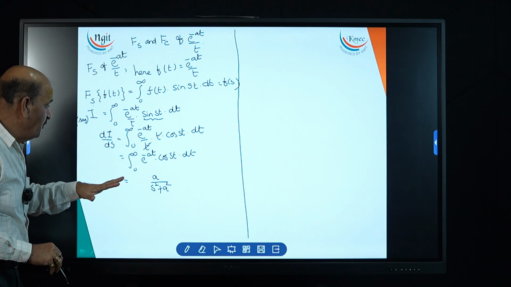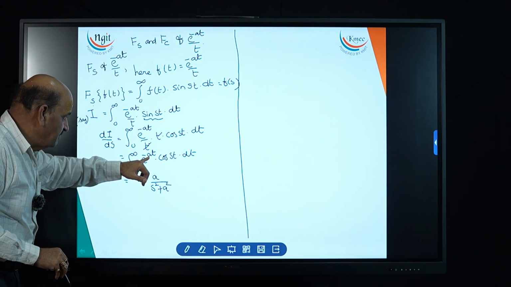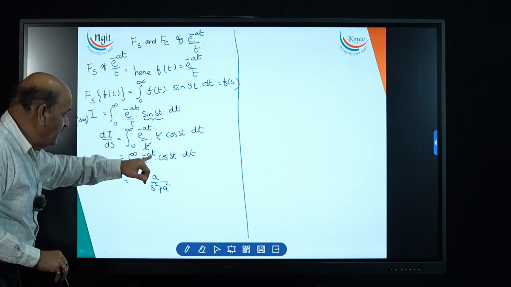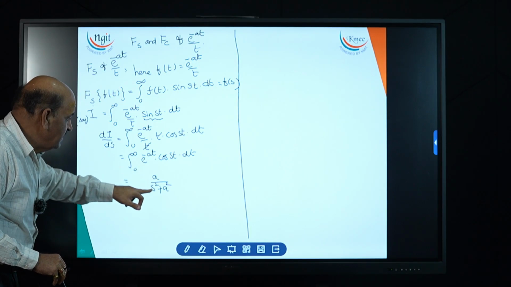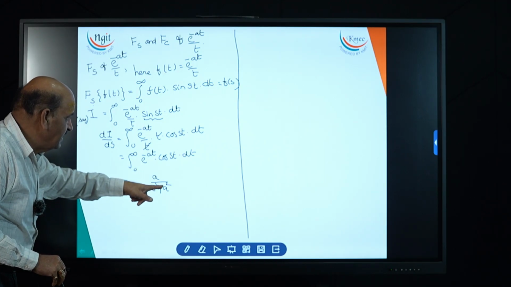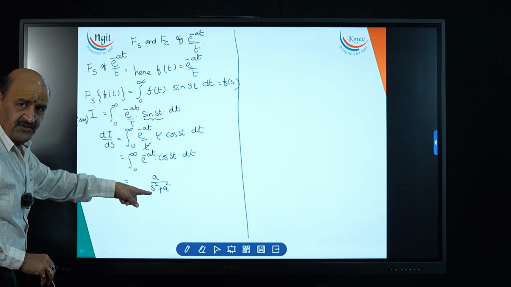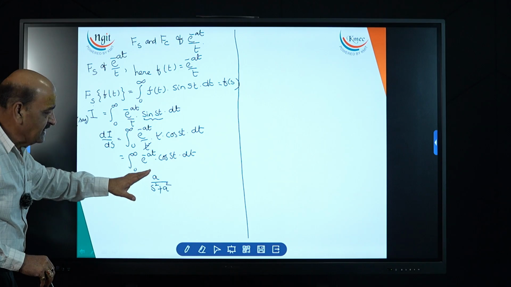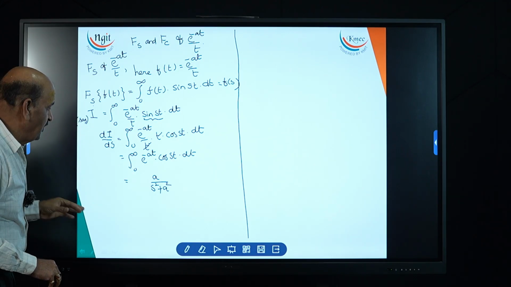Now here one more point, directly applying the formula, let it be a. Let this be b. Because of cos, what you are having? a by a square plus b square. Here a means s square, and b means what here? With respect to a square. So a by s square plus a square, directly using the given formula.